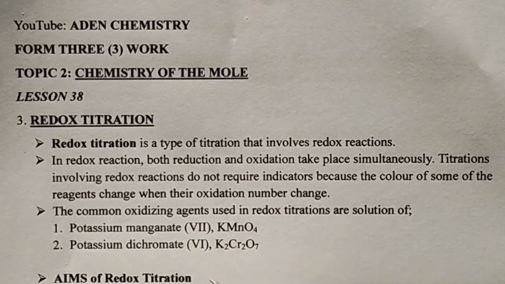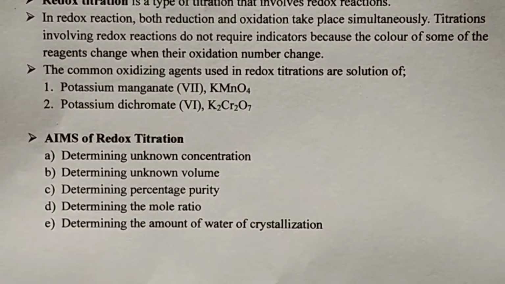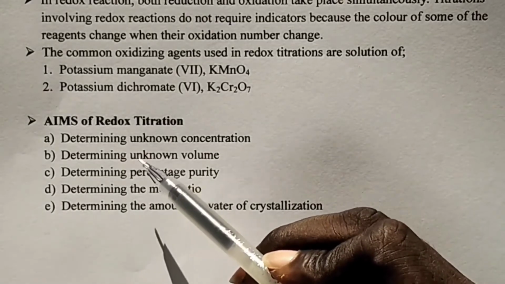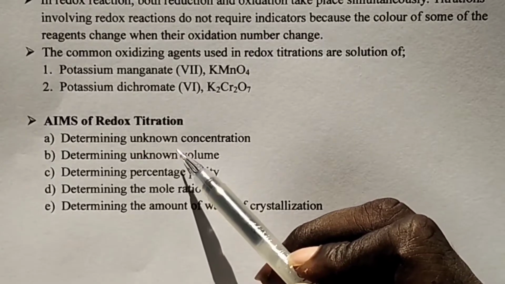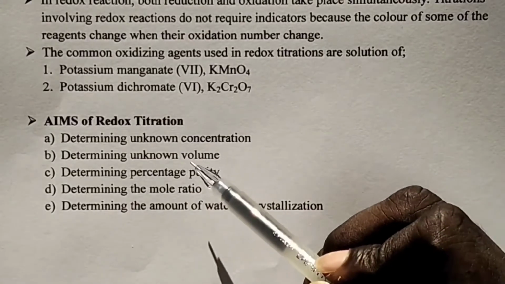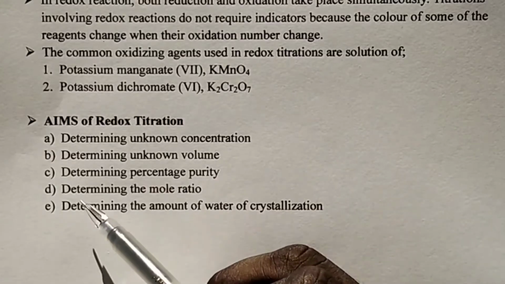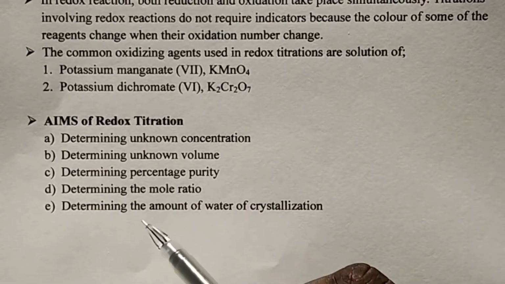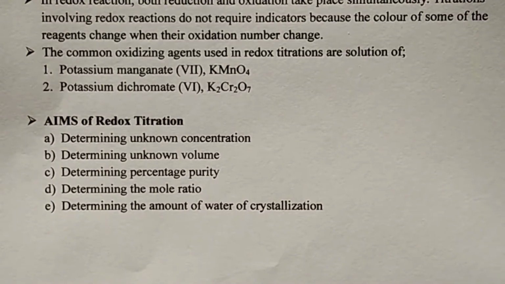Next we are going to see the aims of redox titration. One aim of redox titration is (a) determining an unknown concentration; (b) determining an unknown volume; (c) determining percentage purity; (d) determining the mole ratio; (e) determining the amount of water of crystallization. Each of these aims will be discussed in detail.